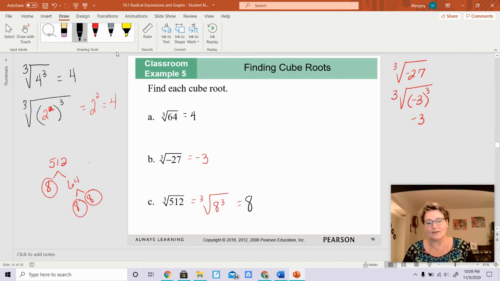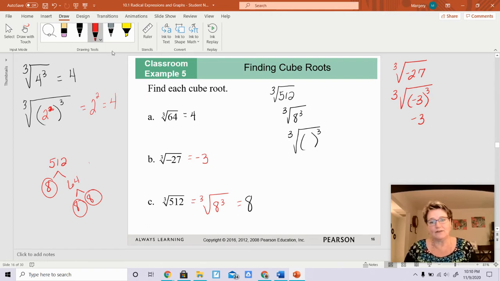Now, what if I wanted to write it out like this? The cube root of 512 could also be written as the cube root of 8 cubed. It could also be written as this. You all believe that 2 to the third power is also 8. So this right here is just 8 to the third power.